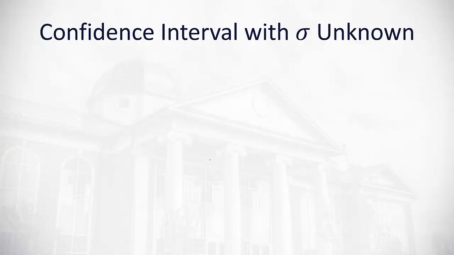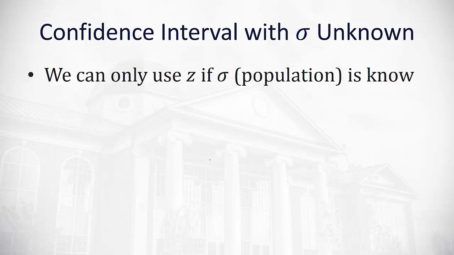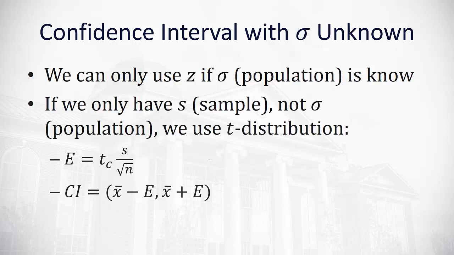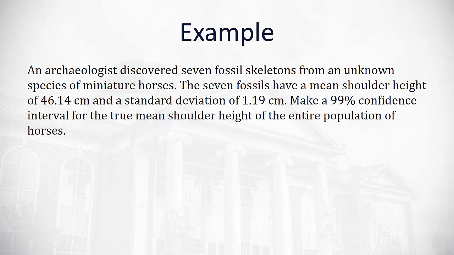Now that we've talked about the T-distribution, we're ready to find the confidence interval when sigma, the population standard deviation, is unknown. The problem we address with this is that we can only use the z-value, like we did in the previous video, if sigma, the population standard deviation, is known. If we only have s, the sample standard deviation, not sigma, we must use the T-distribution to make our confidence interval. The process is almost identical. The only difference is we're going to use a critical t value, and then we'll use s to estimate the standard deviation. Let's take a look at an example.